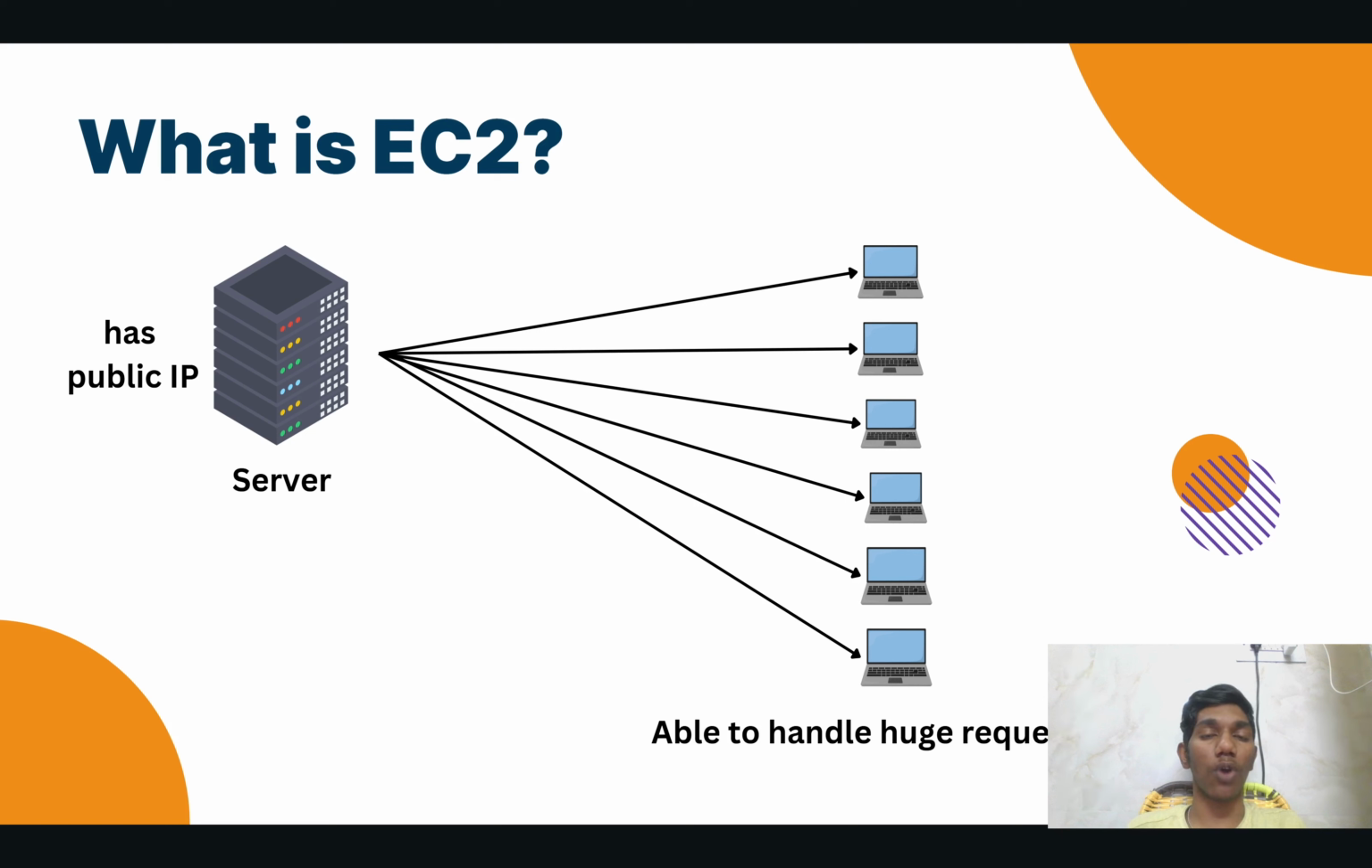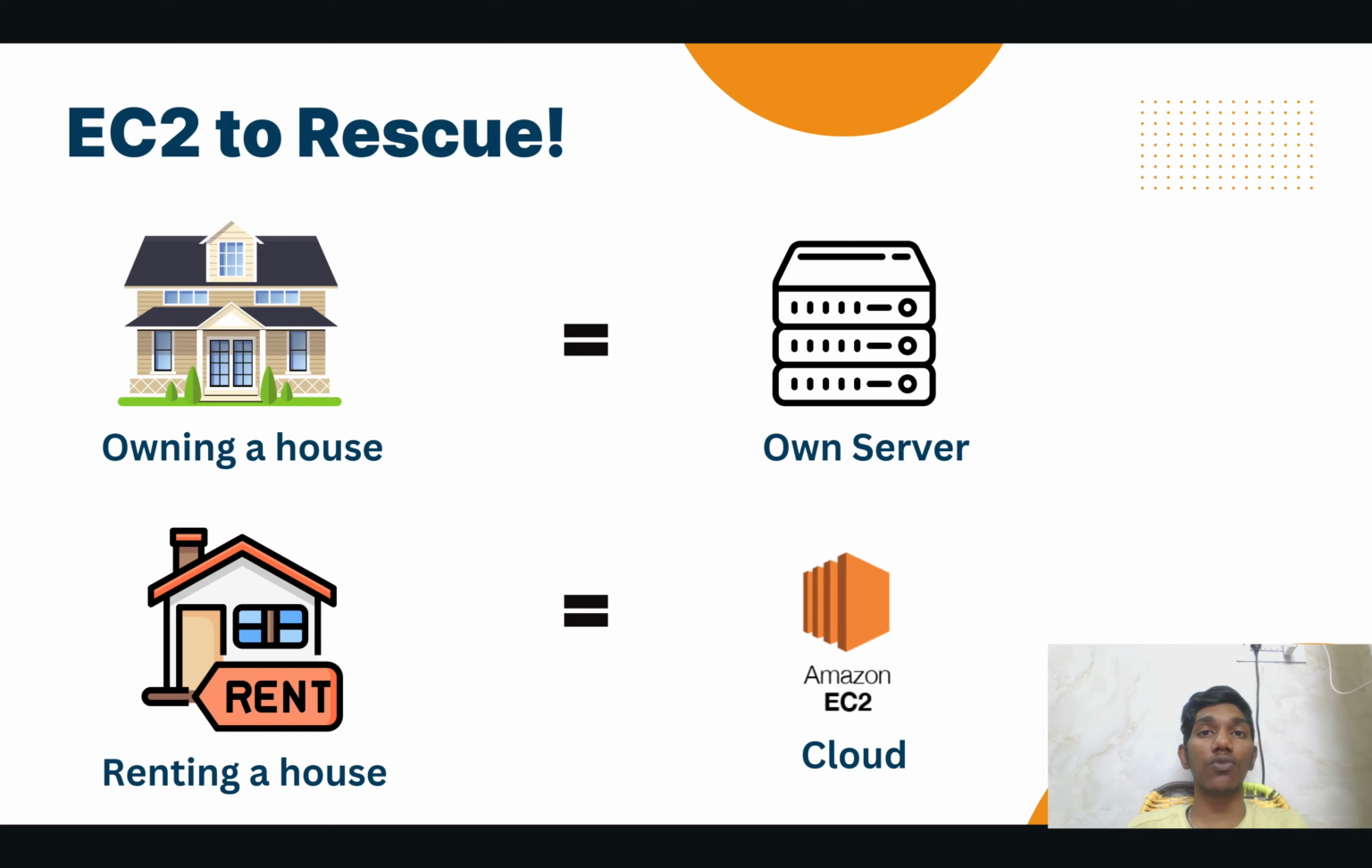Servers solve all these problems, but to maintain the servers, you need a lot of hardware and a lot of maintenance. If you want to upscale also, you need to buy more hardware. AWS EC2 solves all these problems. And to understand this in a better way, we will use an example.